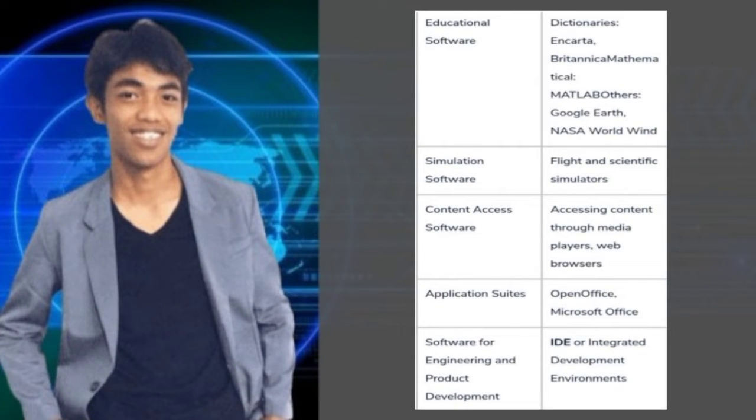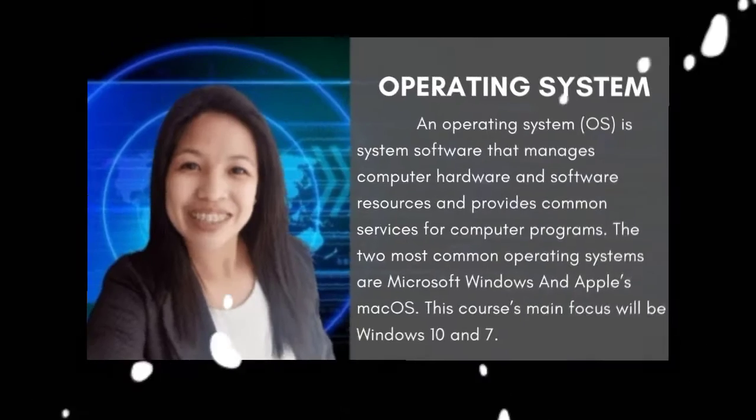Simulation software, examples are flight and scientific simulators. Content access software, examples are accessing content through a media player and web browser. Application suites, for example OpenOffice and Microsoft Office. Software for engineering and product development, examples are IDE, or integrated development environment. And that is all about software.